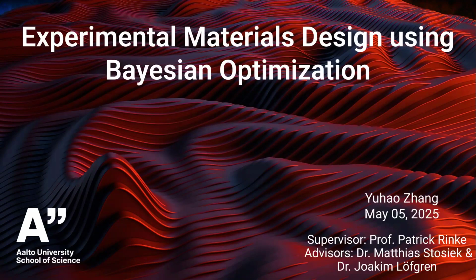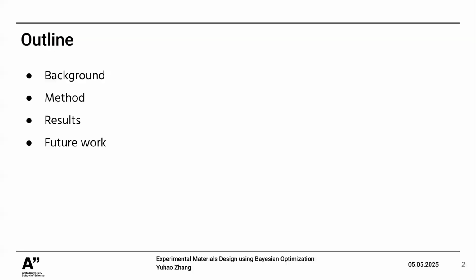My name is Yuhao Zhang, under the supervision of Professor Patrick Linke with Matthias Stosiek as my advisor. I'm here at Aalto University, and my talk will be on experimental materials design using Bayesian optimization. I'll first give some background and context, which motivates the purpose of my research, and then I will follow it up with a specific project which I just recently completed regarding the topic.